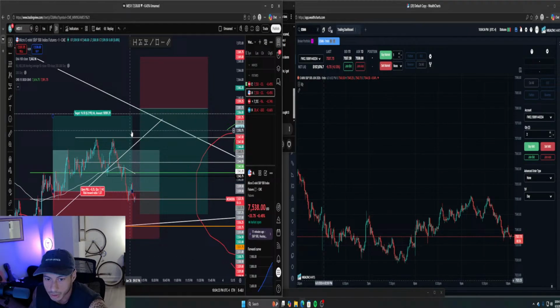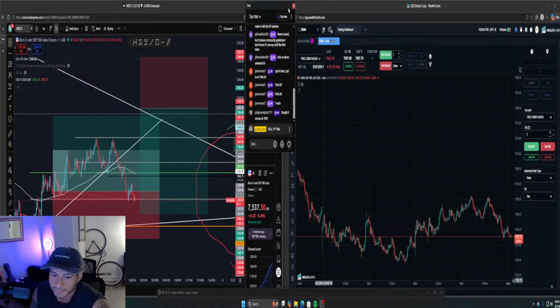Not every trade will be a winner. But all you got to do is mitigate your risk. And as long as you're mitigating risk, guys, that is the most important thing when it comes to trading. Mitigate your risk. Have a stop loss in place and know what you're willing to risk. And that's it.